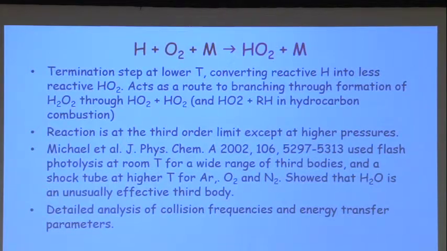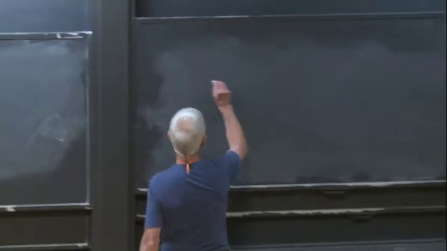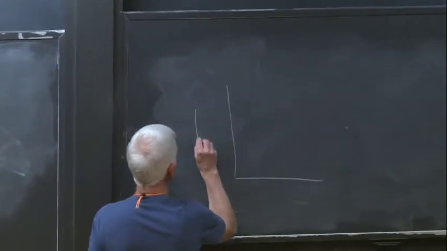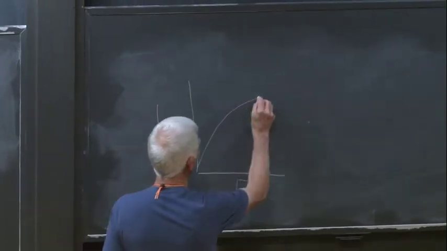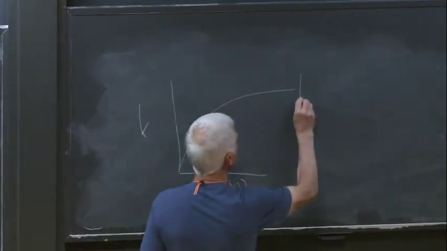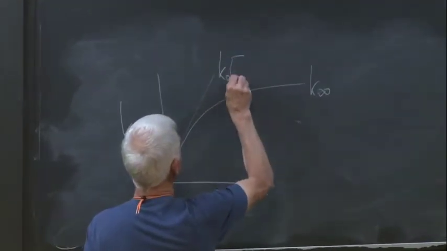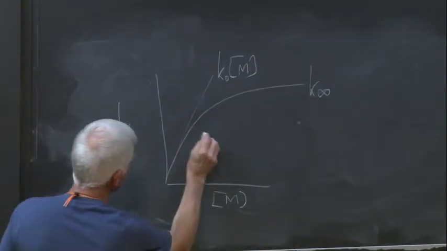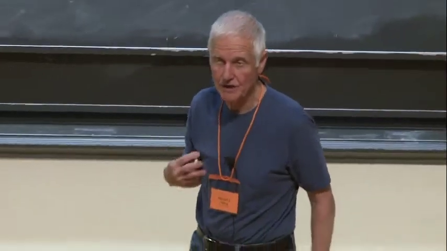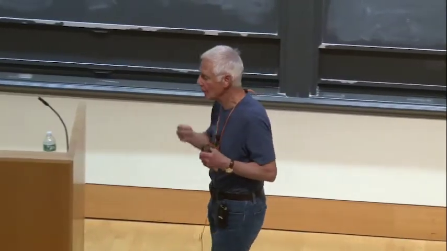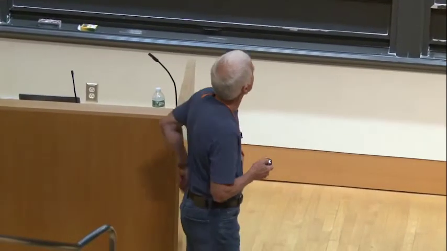So if you remember, we look at the rate constant as a function of M and it looks something like that. We've got K infinity up here, and the rate constant down here is K0 times M. And this reaction operates very much in that low pressure region because the molecules are quite small. I'll try and explain why that is when we talk about theory tomorrow.